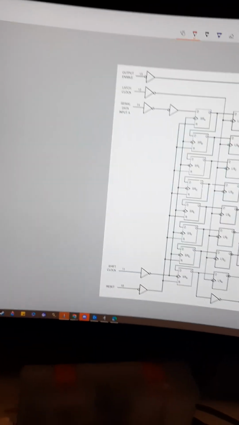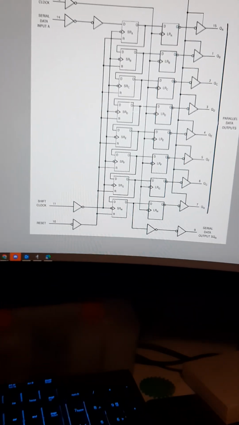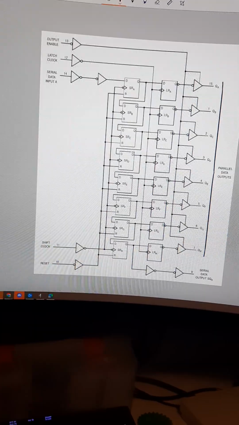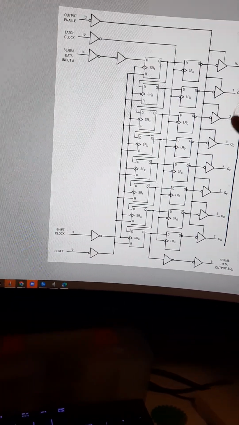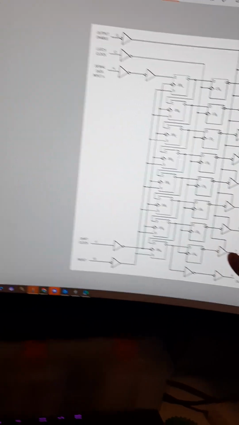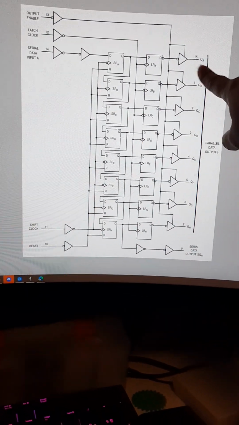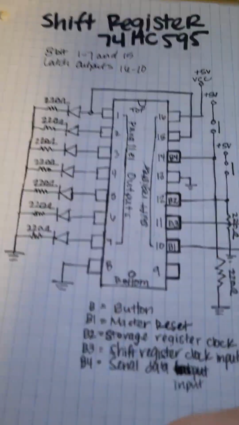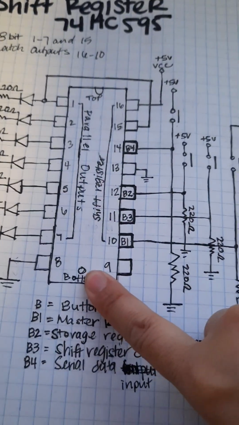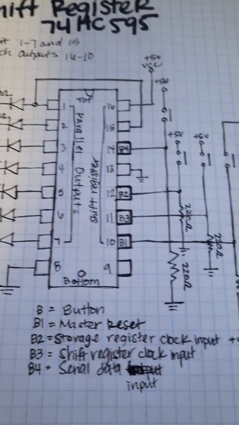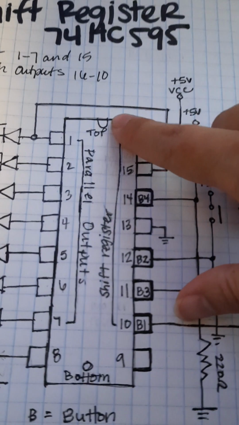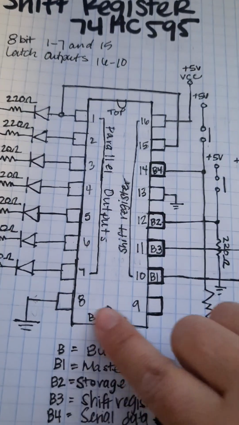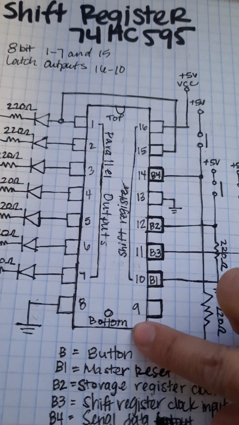The shift register can hold up to 8 bits, which is going to be through 1, 2, 3, 4, 5, 6, 7, and then 15. If we look down here, this is how the shift register is oriented, based off of these little symbols. If there's a circle, this is the bottom of it, and if it's got this U-shaped notch, that's the top. So it goes 1 through 8, and then from the top here it goes 16 through 9.